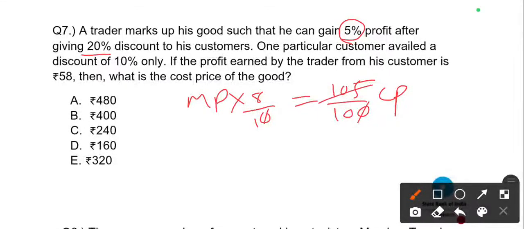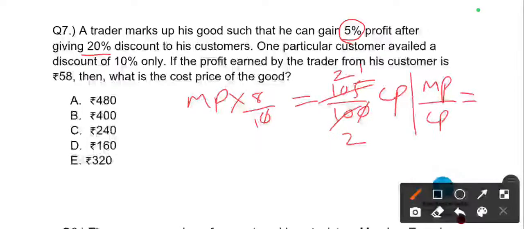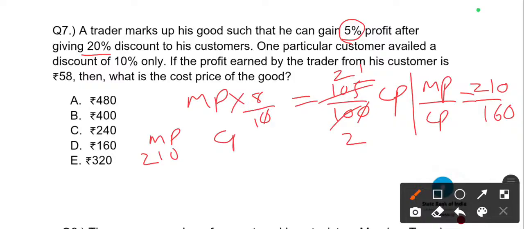So MP by CP we got 21 divided by 16. Okay, let's say for example we take extra zeros. So market price value is 210, cost price value is 160. We are assuming this one.